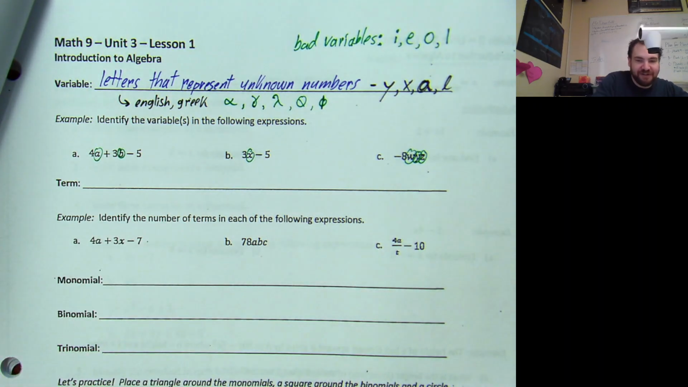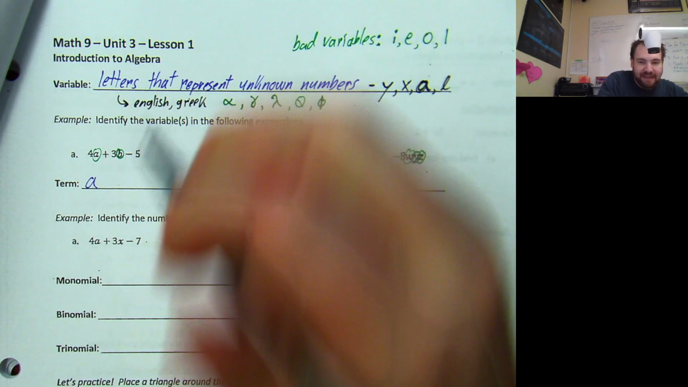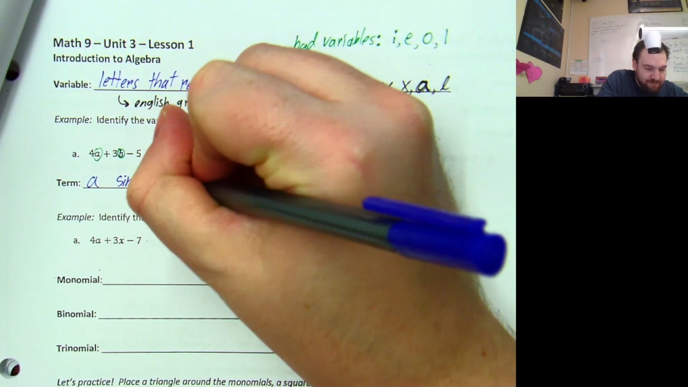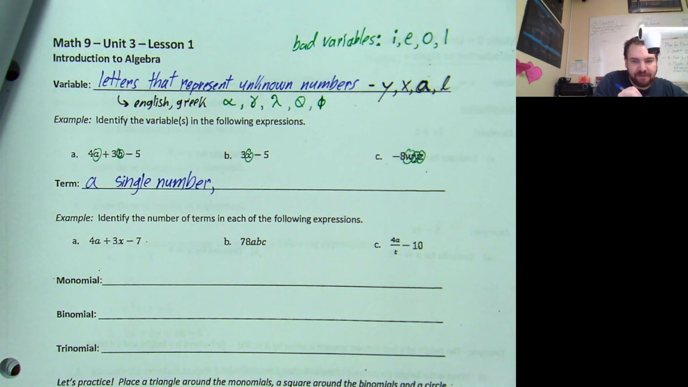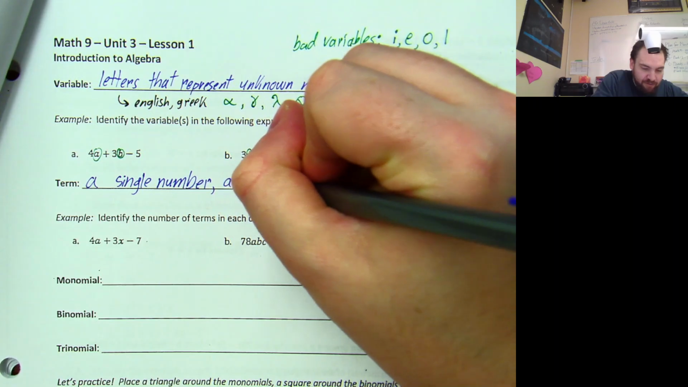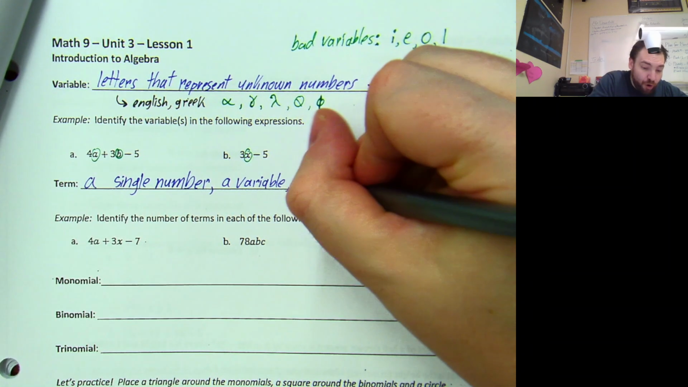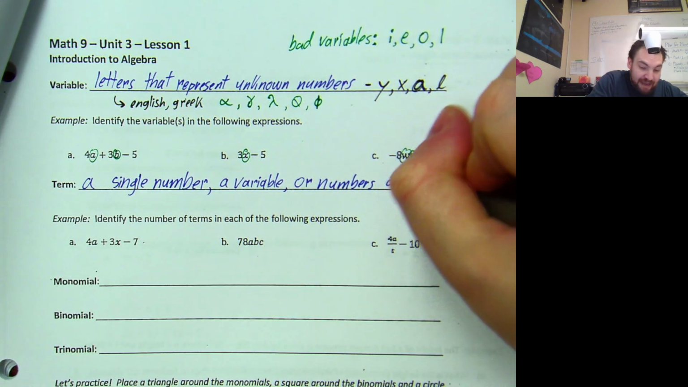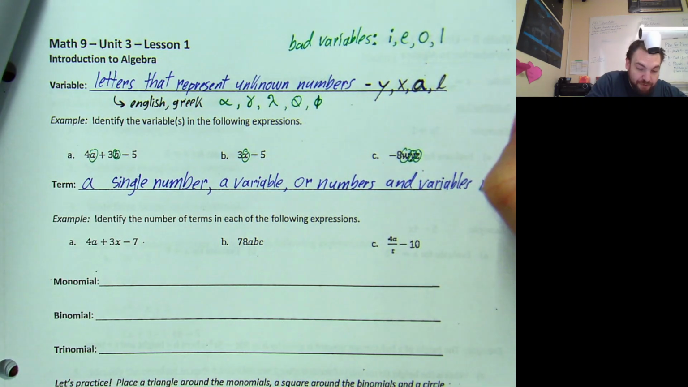Okay, all right, I'll give you a definition for it. Here it is. It can be a whole bunch of different things. It is either a single number, like 4, comma, because we're going to make a list of things. The single number, a variable, comma, or numbers and variables multiplied.